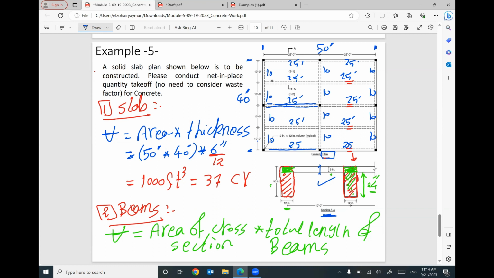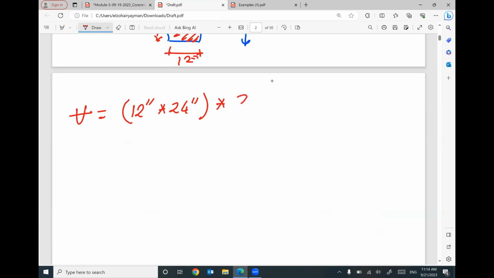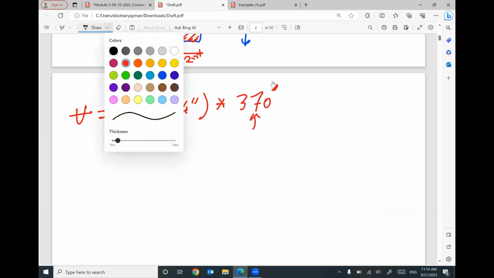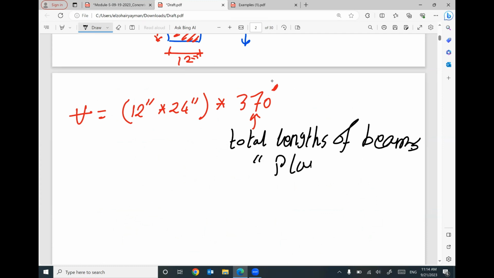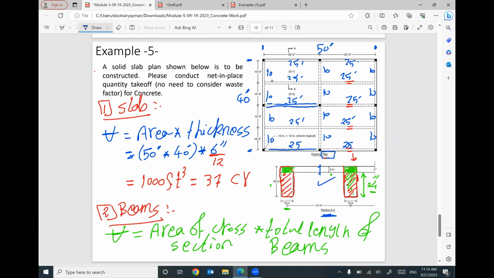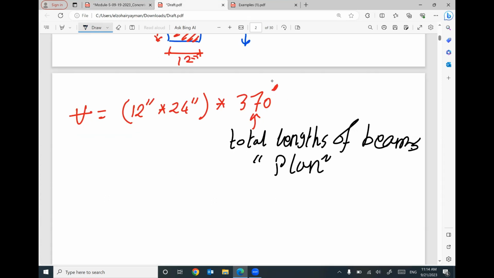So the total length of your beams equals 370 feet. This is called the total length of beams. Just from the plan of the slab, you can figure out the total length of these beams. Anybody has any question regarding this point? I cannot multiply these three numbers together because all of them have different units. So I will divide this by 12 to convert them to feet.